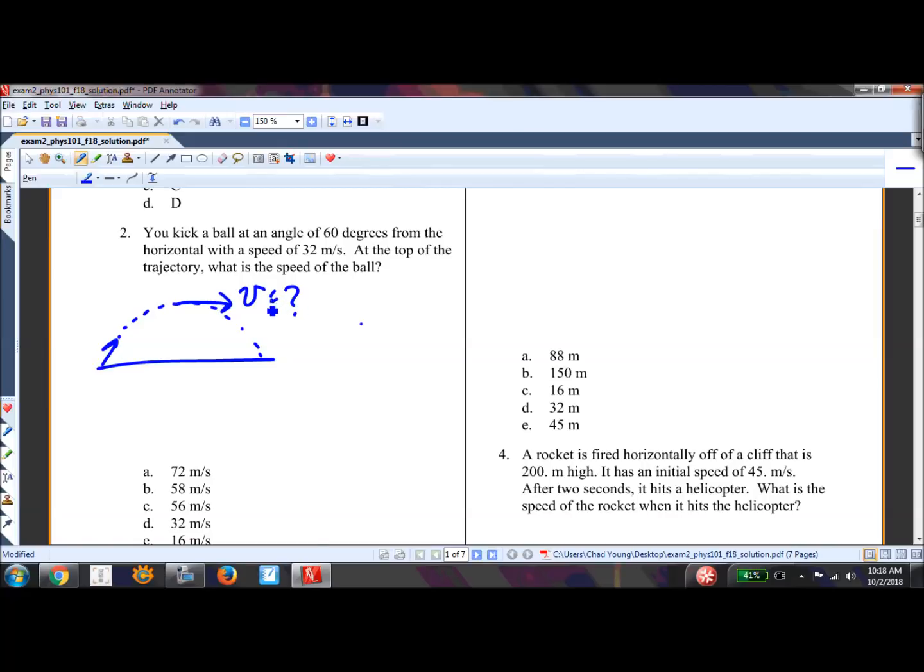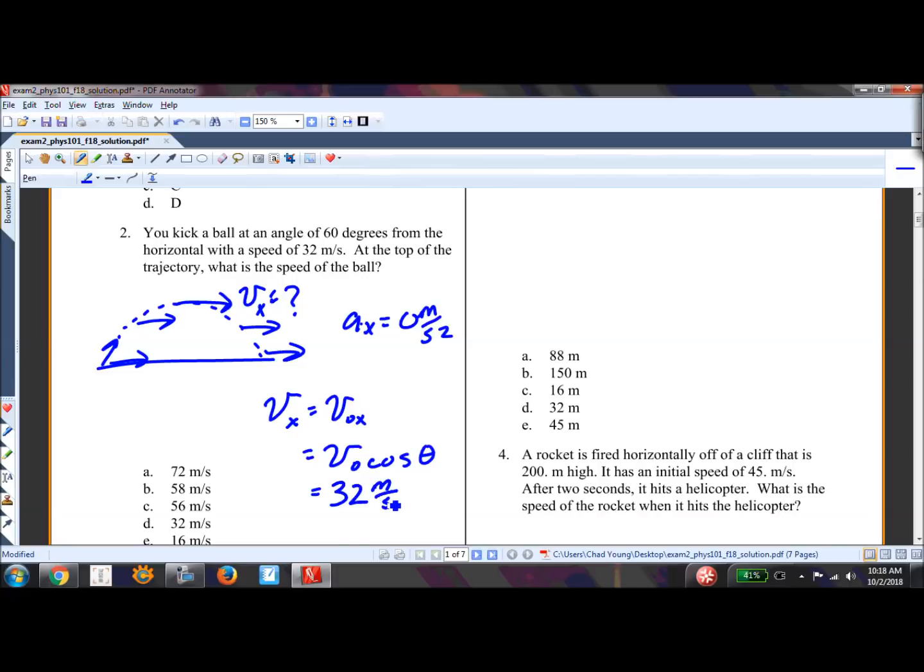Now remember, the speed of the ball up here is only in the x direction. And also remember that the x component of the velocity doesn't change, that it's always the same, that it's only the y component of the velocity that changes. This is because ax is equal to 0. And so vx is equal to v naught x, which is equal to v naught times the cosine of theta. And v naught is 32 meters per second times the cosine of 60 degrees. And so that's 16 meters per second. So E is the right answer for number 2.